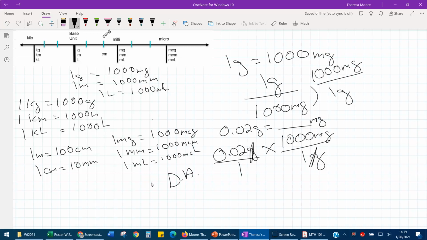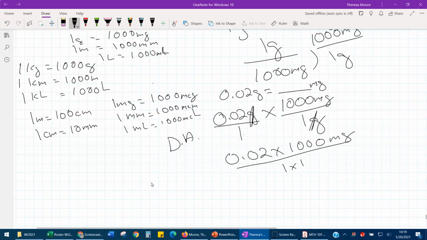So then we multiply across the top: 0.02 times 1,000 milligrams, and over 1 times 1 basically. So then 0.02 times 1,000 is 20. So 20 over 1 milligrams, which is just 20 milligrams. So whatever you're converting, you multiply it by the conversion factor that has the unit you are converting to on top.